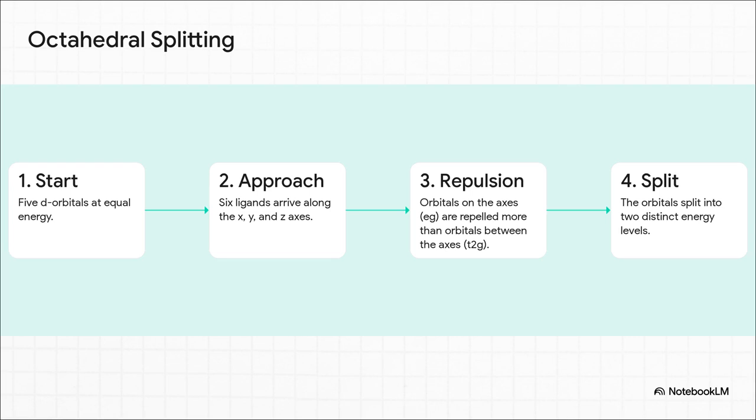Let's imagine 6 ligands marching in, taking up positions along the positive and negative ends of the x, y, and z axes. Now, the metal's d orbitals that point directly at these incoming ligands, the ones we call the eg set, they feel a massive electrostatic repulsion. Bam! Their energy shoots way, way up. But the other orbitals, the t2g set, are kind of tucked in between the axes. They're less affected, and their energy actually drops a little. And just like that, the degeneracy is broken. The d orbitals have split into 2 different energy levels.